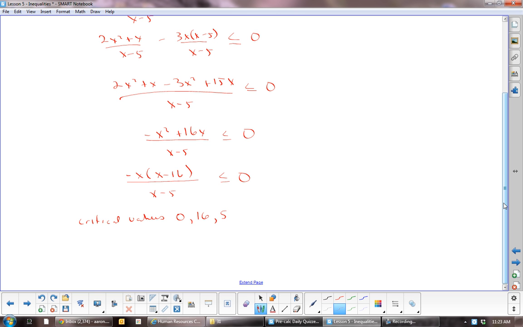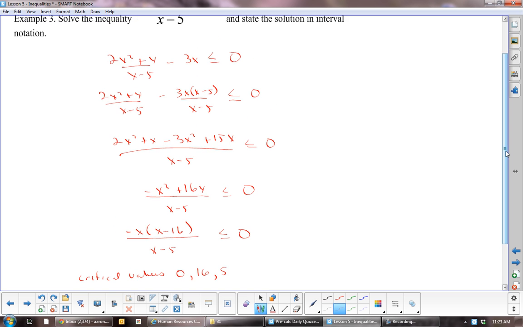Okay, so let's do a number line here. So we've got 0 is going to be on here, 5 is going to be on here, and 16 is going to be on here.